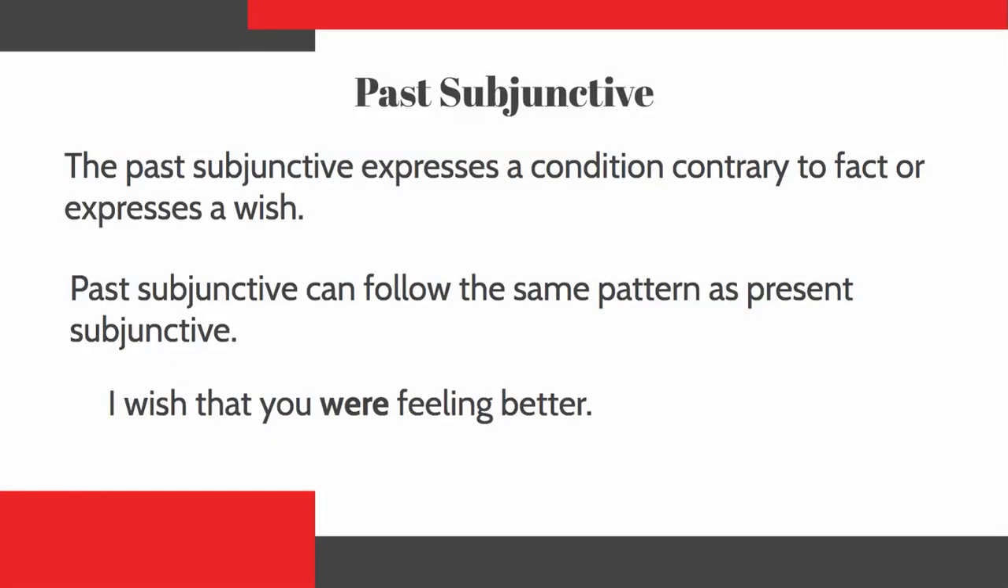The past subjunctive is very similar. It usually expresses a condition contrary to fact or expresses a wish. It can follow the same pattern as present subjunctive, where we have the subject, verb, that, subject, and then subjunctive form. So I wish, subject, verb, that you is the subject, were feeling better. Were is the subjunctive form here.